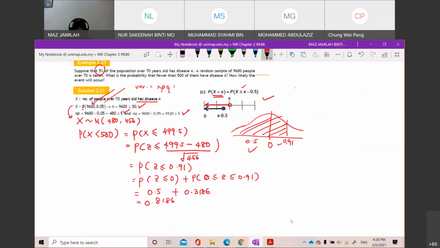Okay, so this is the probability of fewer than 500. If we are talking about percentage, it would be almost 82%. How likely will the event occur? The event of fewer than 500 having disease A is very likely to occur.